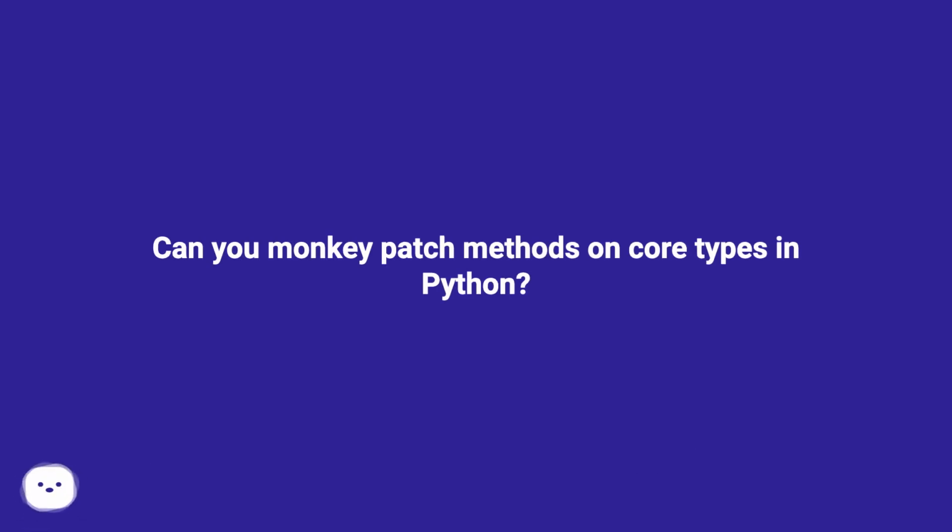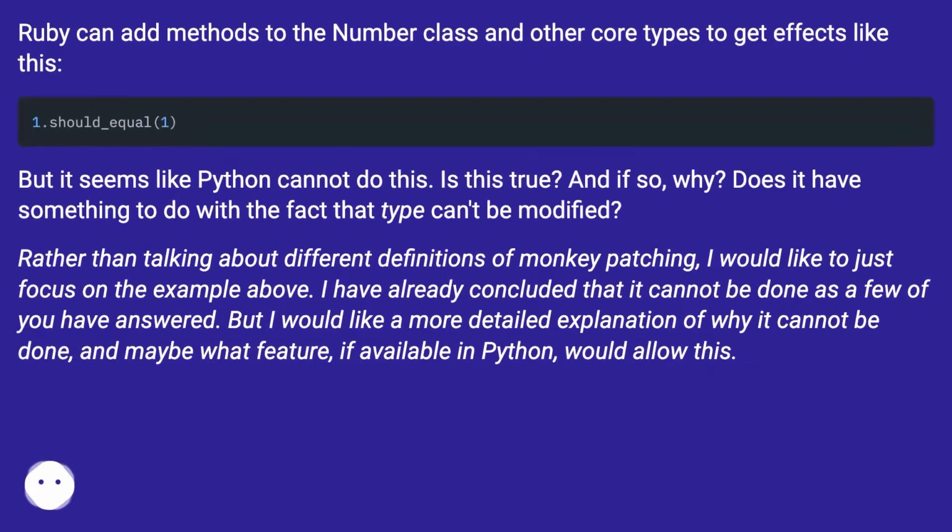Can you monkey patch methods on core types in Python? Ruby can add methods to the number class and other core types to get effects like this. But it seems like Python cannot do this. Is this true? And if so, why? Does it have something to do with the fact that type can't be modified?